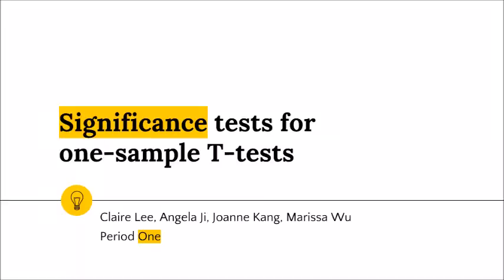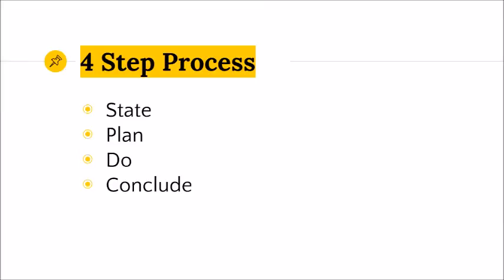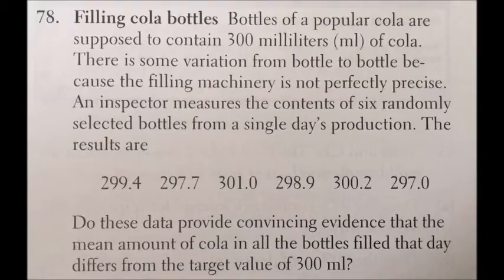Hi, today's video is on significance test for one sample quantitative data, or a t-test. We will be using the four-step process: state, plan, do, conclude. We will be using this problem to explain the process. Pause the video to read the question thoroughly.